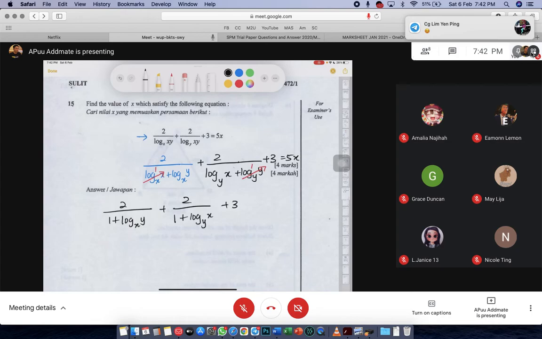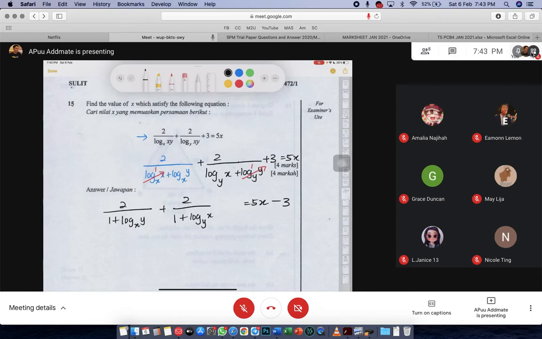Tambah dengan 3 sama dengan 5x. Okay, kalau nak nampak lebih senang, yang ni pindahkan ke tepi pun boleh lah. You boleh pindahkan itu ke tepi dulu. So, bila pindahkan ke tepi, you akan dapat 5x minus 3. Okay. So, what happened next? What do you think is the next part?